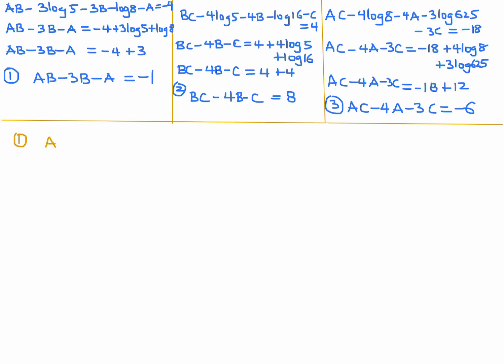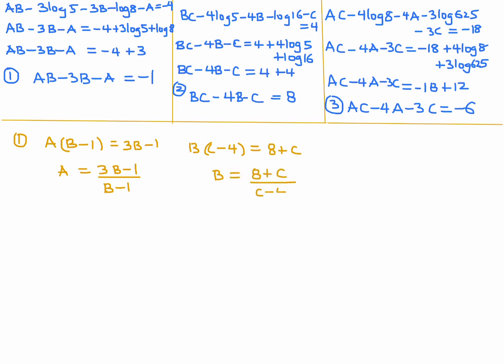So from that equation, if I factor out an a, I get b minus 1. And then I get on the other side 3b minus 1. And therefore a, very quickly, is equal to 3b minus 1 over b minus 1. From the second equation, again, we factor out a b, and you get c minus 4. And put the c over on the other side, so you get 8 plus c. And therefore b will be 8 plus c over c minus 4.